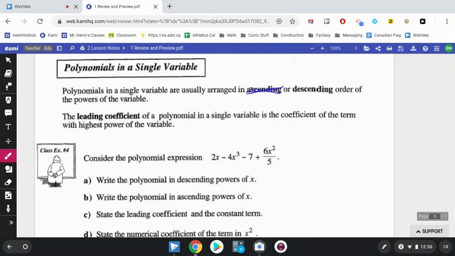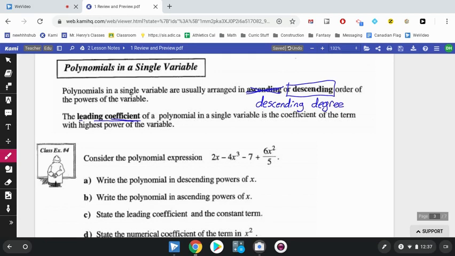Ascending really doesn't appear that often. Descending order. And when I say descending, what I mean is descending degrees. We order our polynomial with the highest degree at the start and then the lowest degree at the end. The next little detail, the leading coefficient of a polynomial.